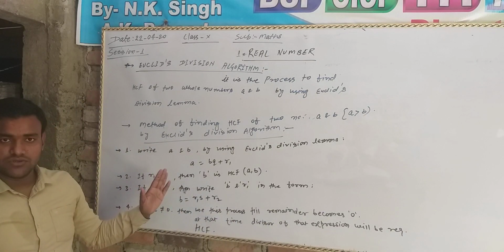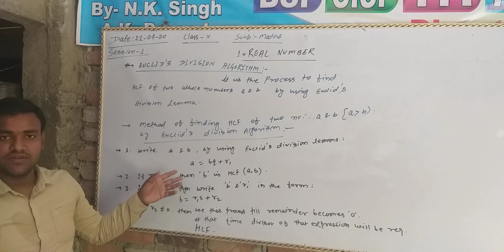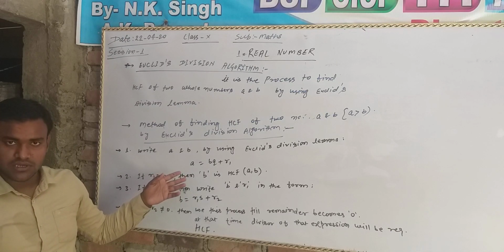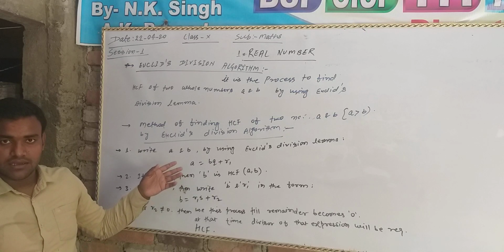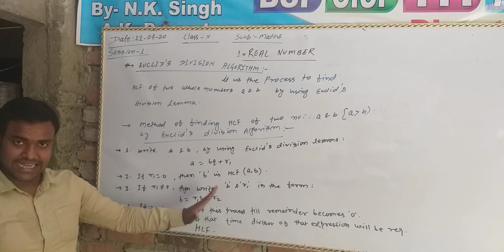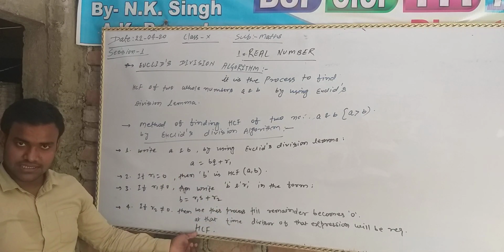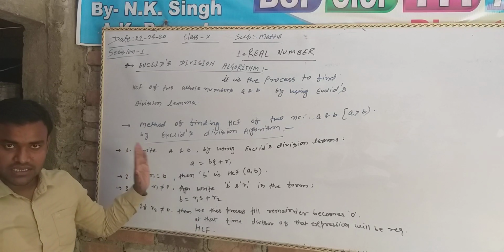Means we don't have to stop this process until we find remainder 0. The expression in which remainder becomes 0, the divisor of that expression will be the required HCF. Okay, let's see one problem which I am going to solve, by which we will understand it easily.